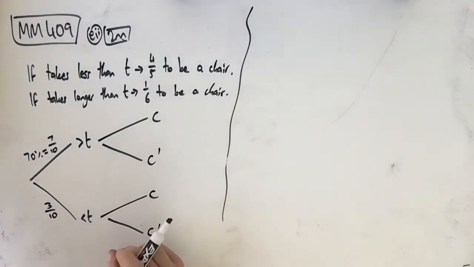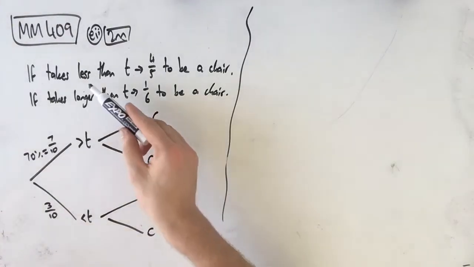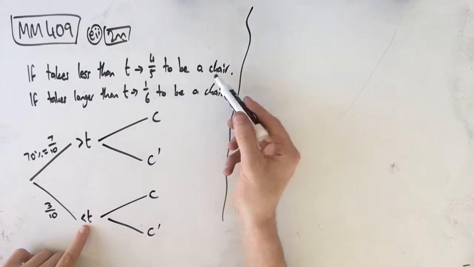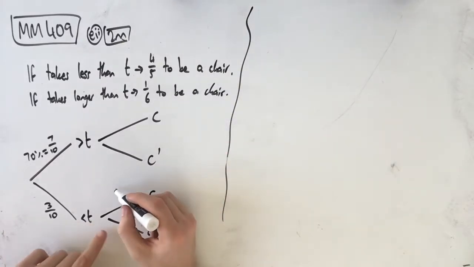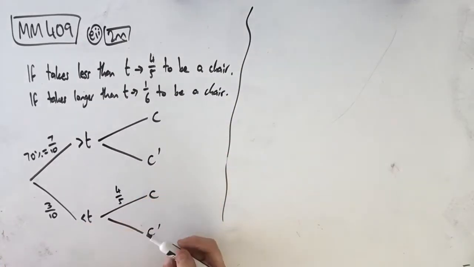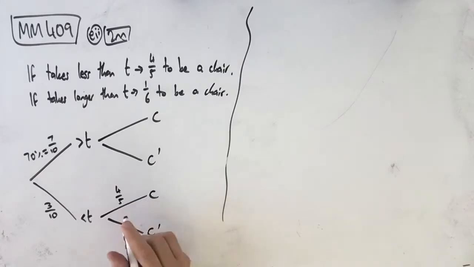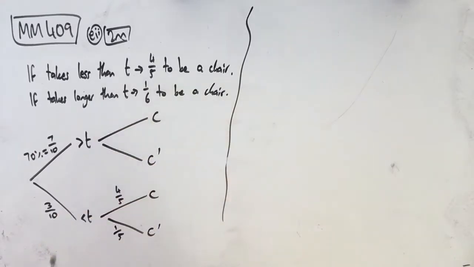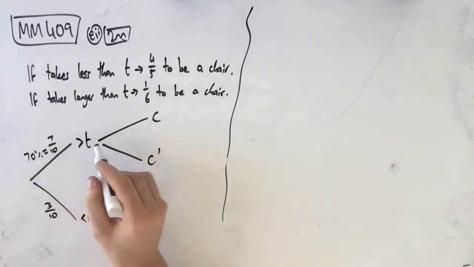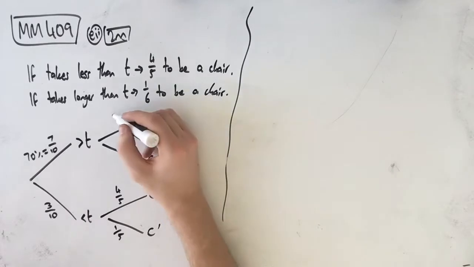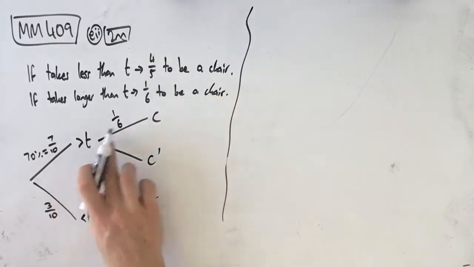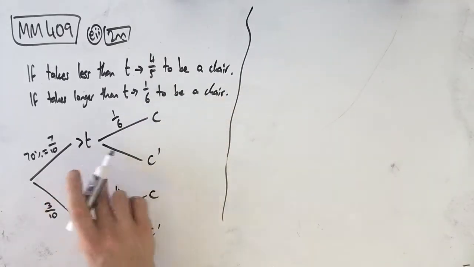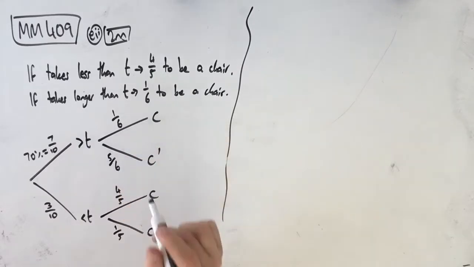Now, the question tells us that if it takes less than t, there's a 4 in 5 chance that it's going to be a chair. If it's got this chance to be a chair, that means it's got a 1 in 5 chance to not be a chair, okay? These both have to equal 1, just like these two do as well. Now, if it takes longer than t, it's got a 1 in 6 chance to be a chair, right? That means it's got a 5 in 6 chance to not be a chair.